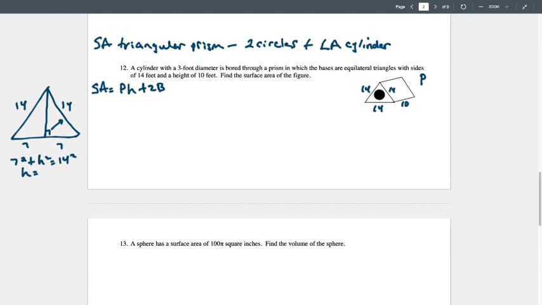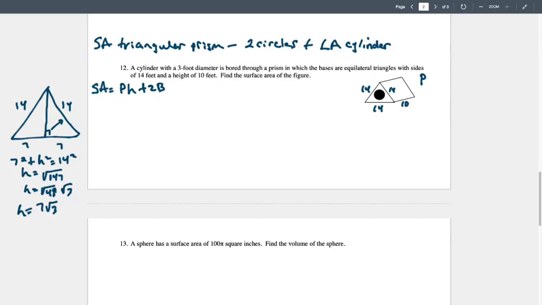So when you calculate that, you're going to get the square root of 147, which, by the way, is the same thing as the square root of 49 times the square root of 3, which ends up being 7 square root of 3. So that's your height for this triangle.